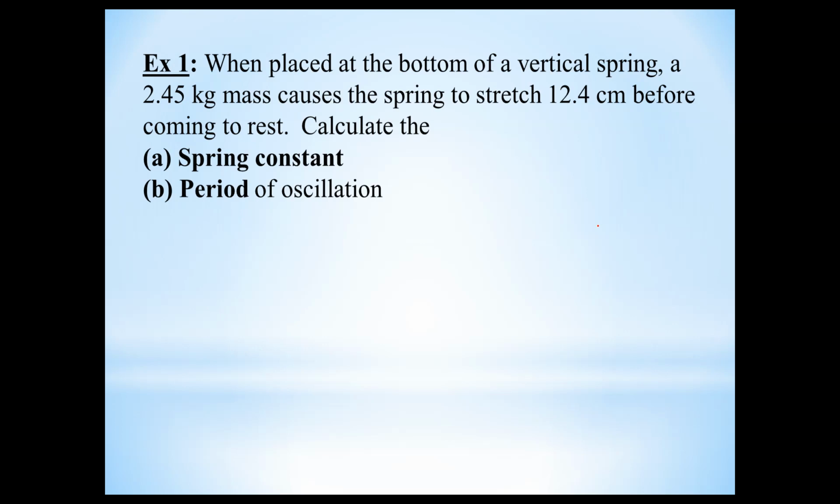So it says, when placed at the bottom of a vertical spring, a 2.45 kilogram mass causes the spring to stretch 12.4 centimeters before coming to rest. Now I want to calculate two things, the spring constant K, and I also want to calculate the period of oscillation. Let's look at two different positions of my object, or two different states.